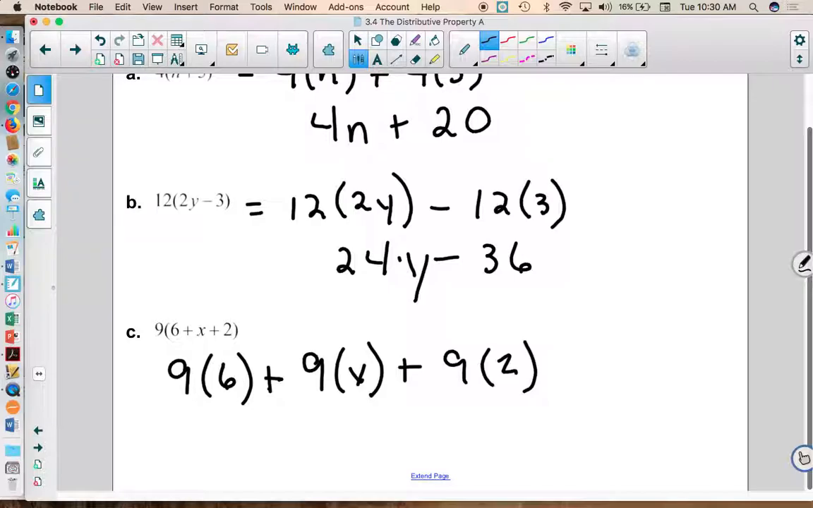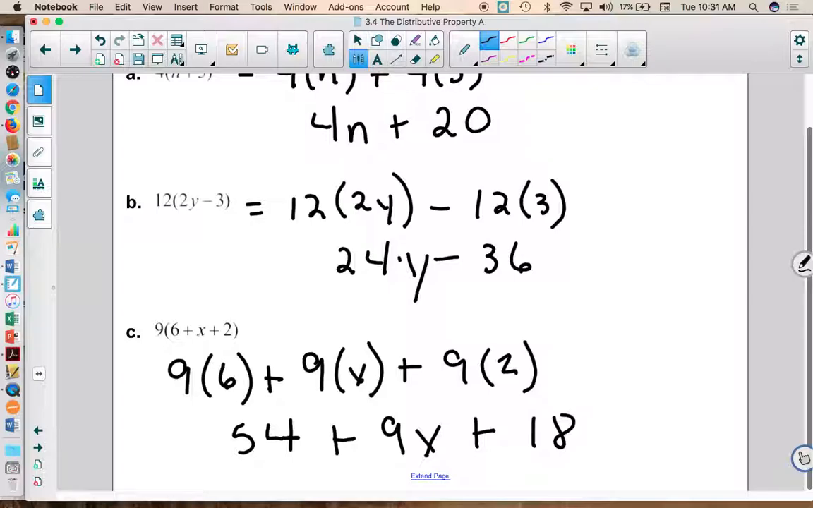Remember how you used to write numbers in expanded form? That's what we're doing. We're expanding that multiplication expression. That's what we're doing, using the distributive property. So what is 9 times 6? 54. What do I put for 9 times x? 9x. Okay. What's 9 times 2? 18.